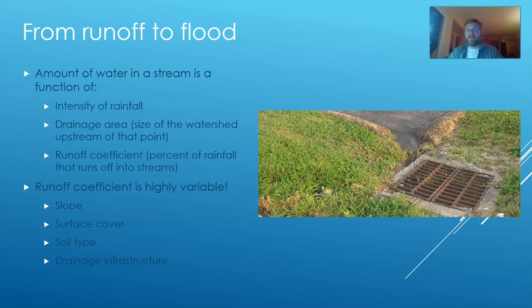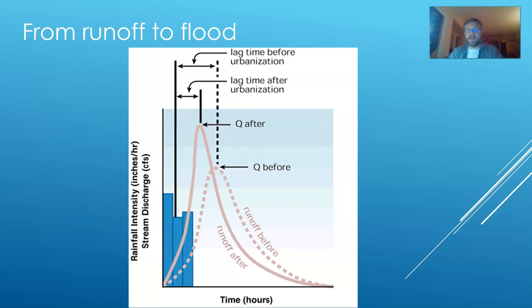It's also going to depend on the soil type. Some types of soil can absorb a lot of water. Other types don't absorb water very well. And it'll also depend on the existence of drainage infrastructure, like that drain that you see there in the picture, because that will modify where that water goes and how it gets piped out to any stream that drainage is connected to. So here's an illustration of how changes in that runoff coefficient can alter the size of a flood.